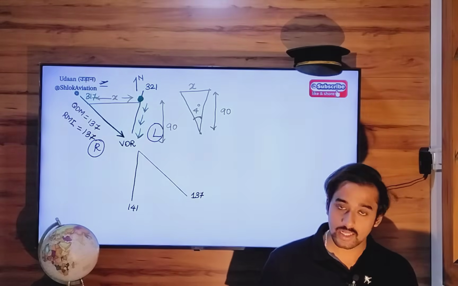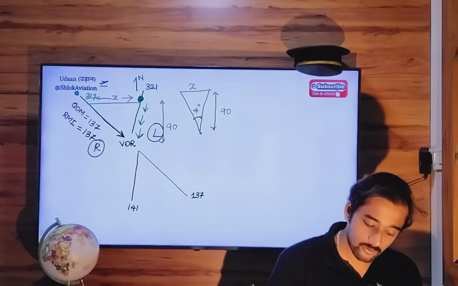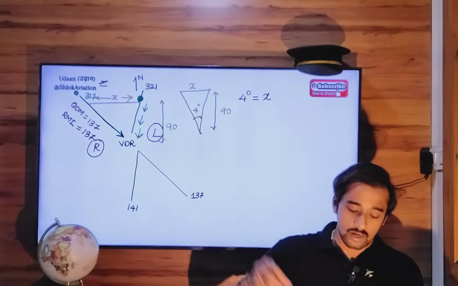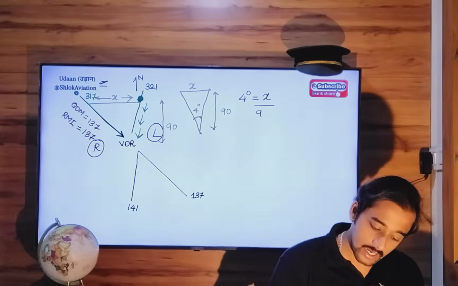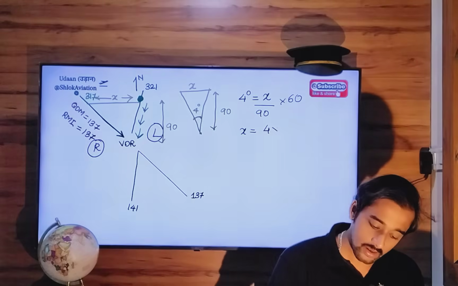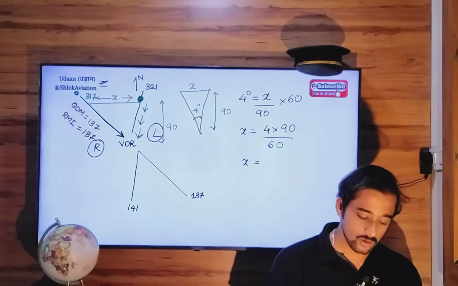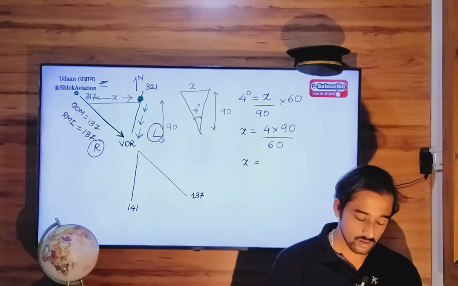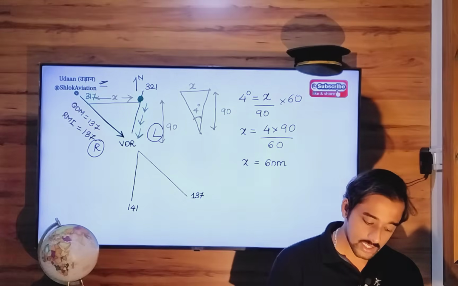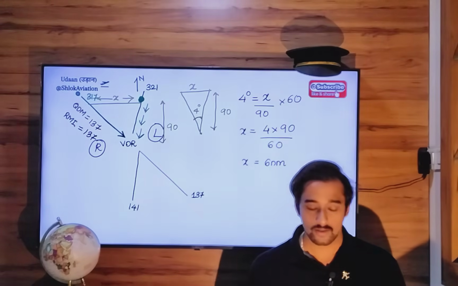So let's use the 1 in 60 rule. Using the 1 in 60 rule, 4 degrees equals distance off track, which is X, divided by distance gone, which is 90, into 60. So X equals 4 into 90 divided by 60. So X will be equal to 6 nautical miles. So you are 6 nautical miles deviated to the left hand side of your original track.